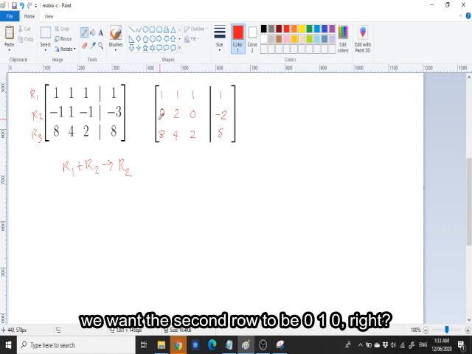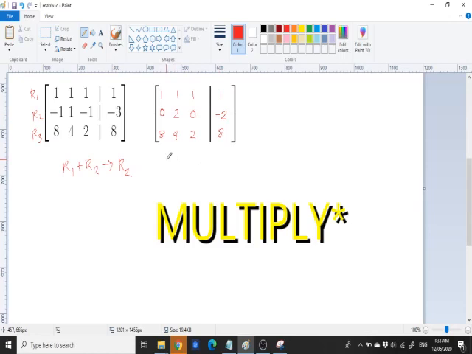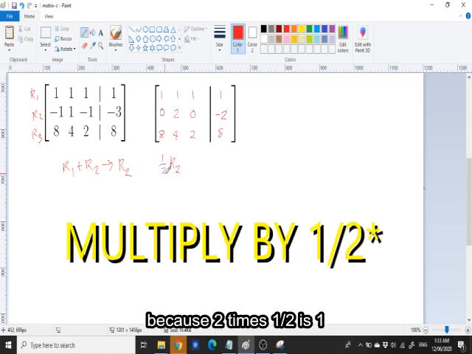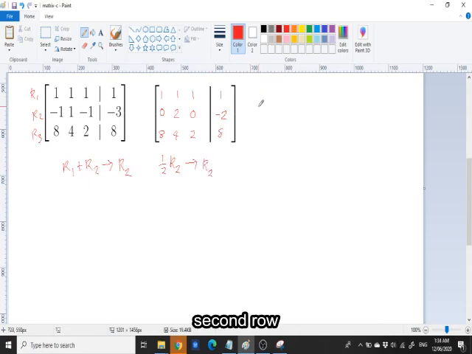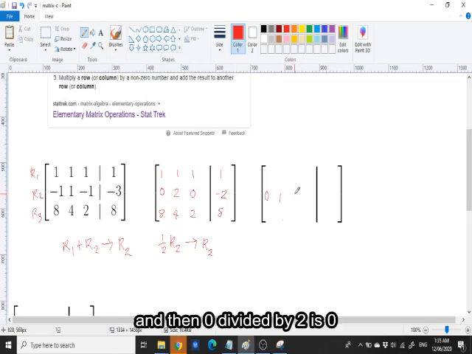So we want the second row to be 0, 1, 0, right? So next is we divide the second row by 1/2, because 2 times 1/2 is 1, and we replace that to the second row. 0 times 1/2 is 0, the same as dividing by 2. 2 times 1/2, or 2 divided by 2, is 1, and then 0 divided by 2 is 0. Negative 2 divided by 2 is negative 1. Okay?